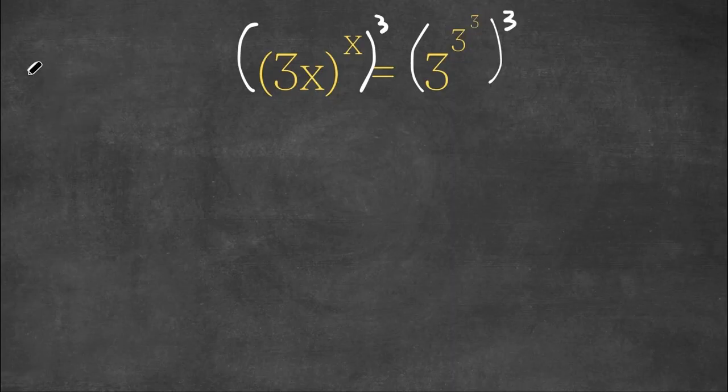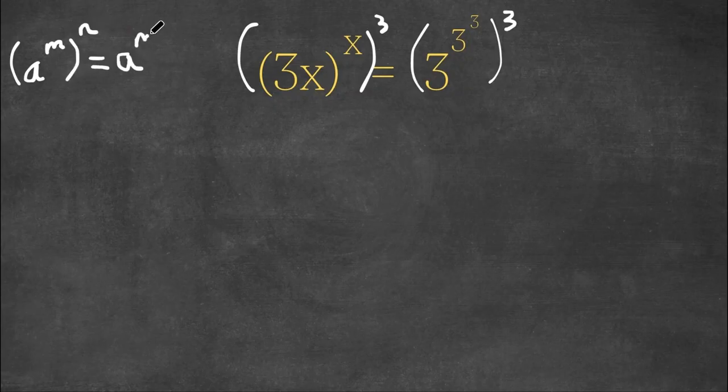And if we have something in the form a to the power of m to the power of n, this is equal to a to the power of m times n. So 3x to the power of x to the power of 3, well, this is equal to 3x to the power of x times 3, which is simply just 3x.